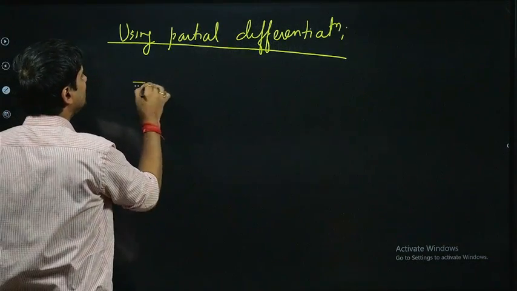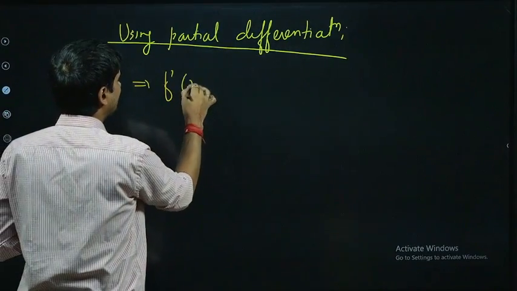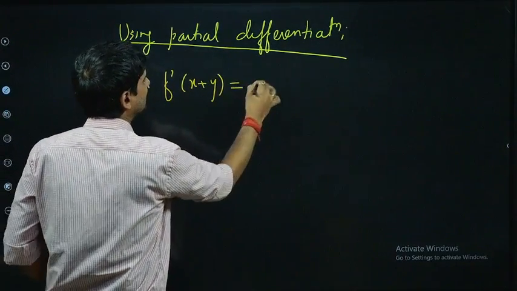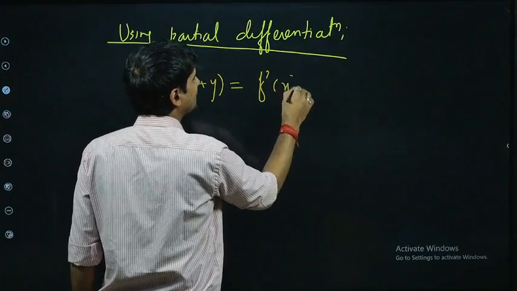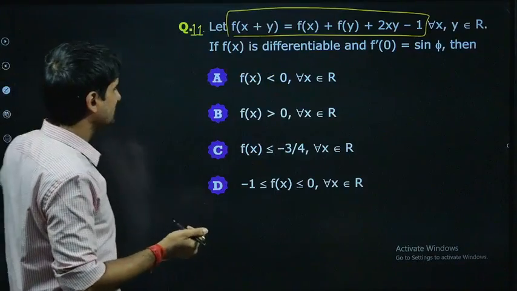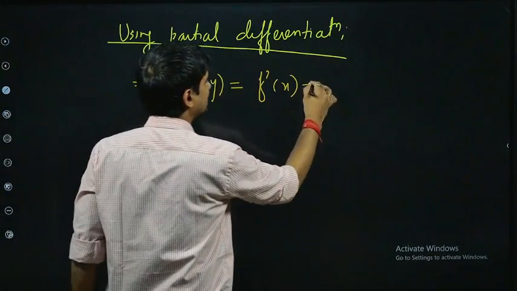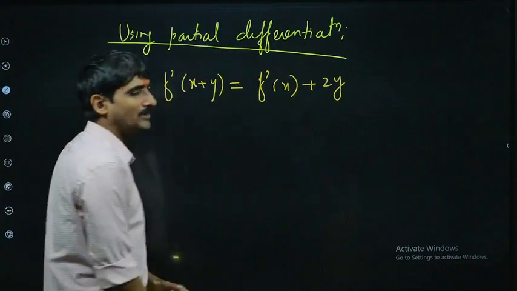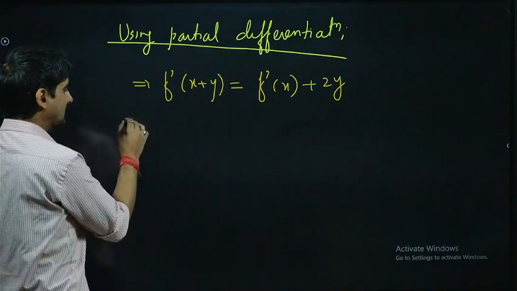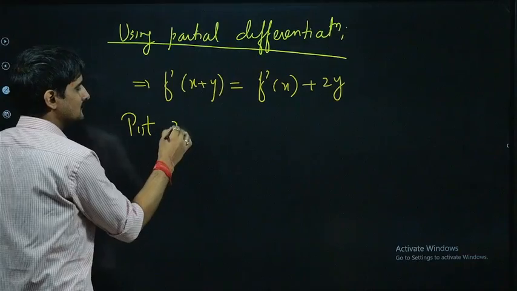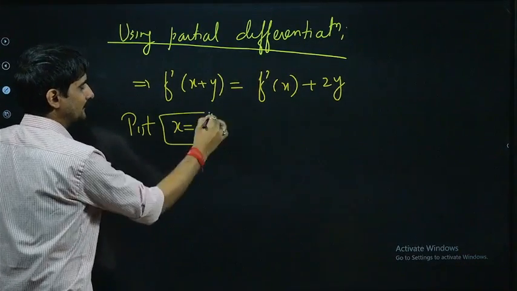What do we get? We get f dash of x plus y is equal to f dash of x, and then keeping y as a constant, this will go away, and here differentiating with respect to x, treating y as a constant, is 2y. Okay, now put here x is equal to 0. So what do we get?